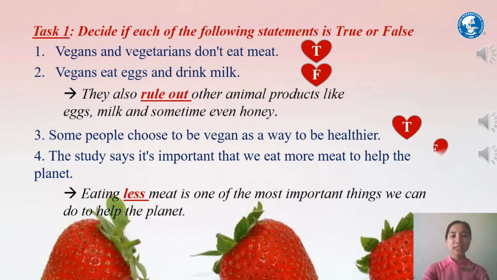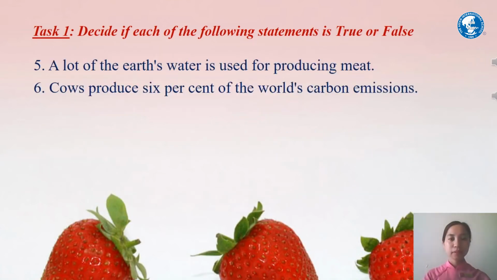So number 4 is false. Number 5. A lot of the Earth's water is used for producing meat. Listen to figure out how much water is provided for producing meat.